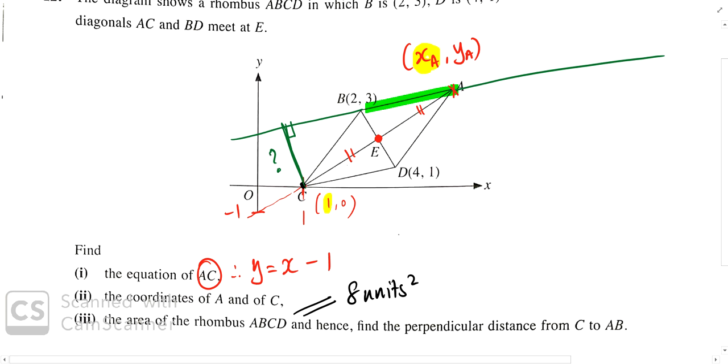Okay. So now that I know the area is 8 square units, how am I going to make use of that to find the perpendicular distance? What's the formula again? Half times base times perpendicular height. What is this supposed to give me? Area. This is the area of what? Triangle ABC, is it? It's not B, it's like extended.